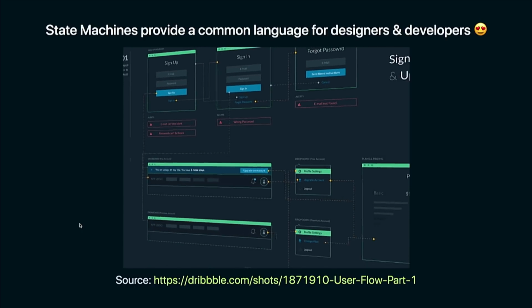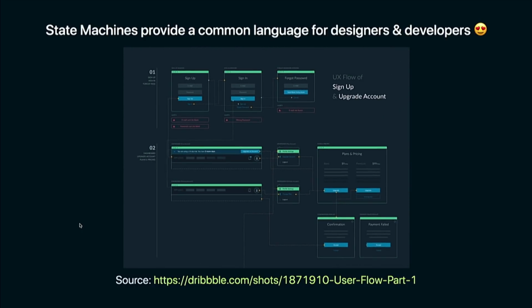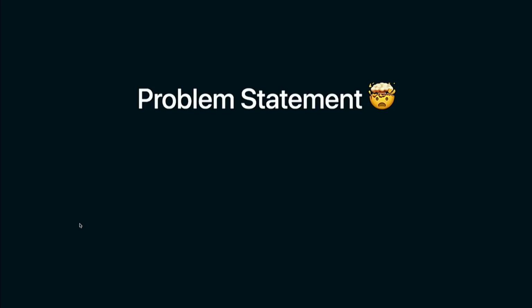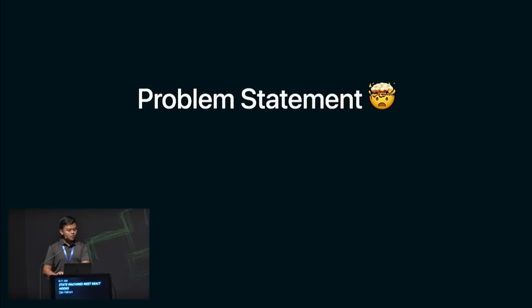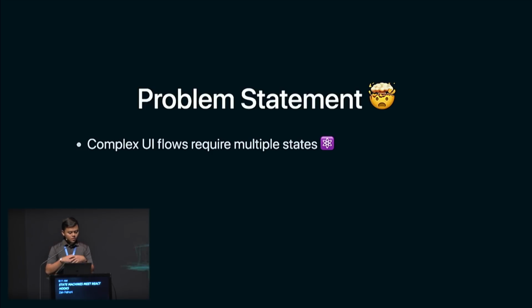And I will show you later that we can do vice versa. So my problem at the time was the complex UI flows that I get, it requires multiple states. By states here, I mean states in React. So it can be in hooks or it can be in class components, but it's basically the React states.